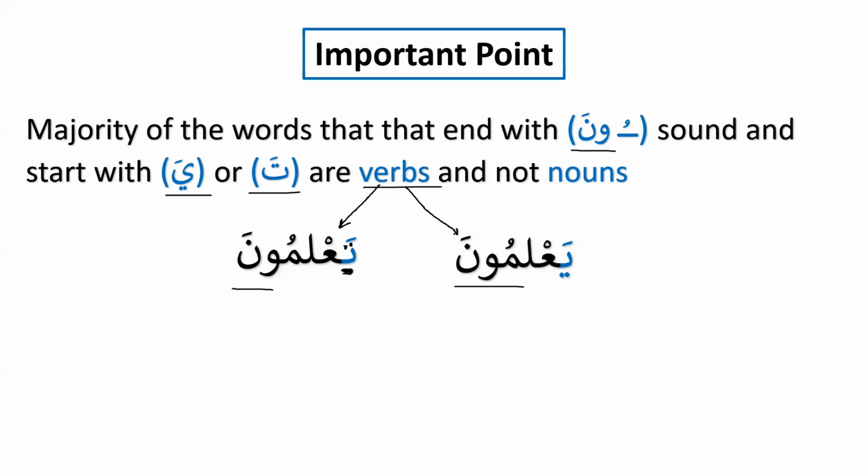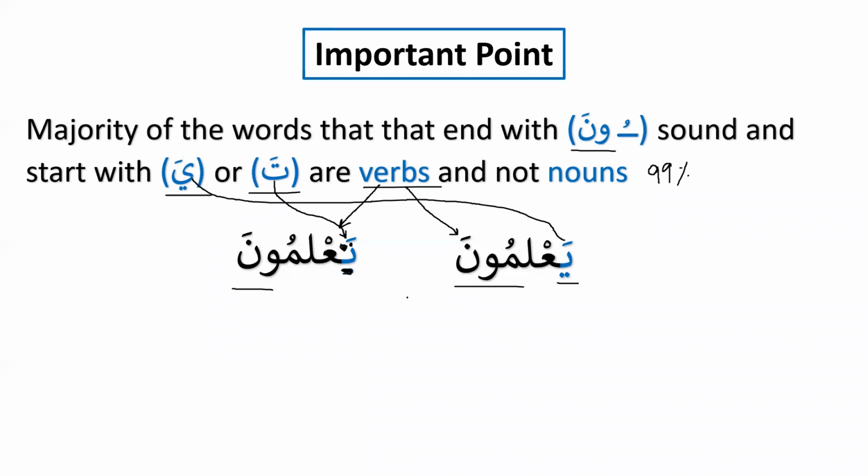And let me tell you, 99% of the words that have the una sound and start with ya or ta are verbs. So ya'lamuna and ta'lamuna, are they nouns or verbs? They are verbs. Ya'lamuna starts with ya, and ta'lamuna starts with ta, as we can see over here. So now how do we know whether it's a noun or a verb?